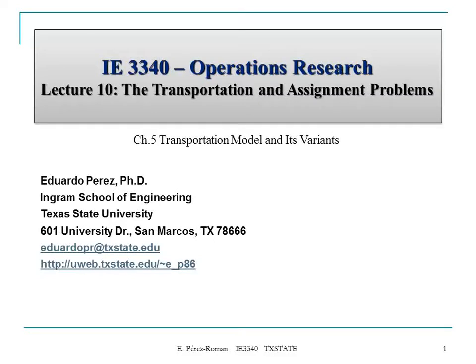Which is, again, more practical, more of an application type of topic. We're going to look at the transportation and the assignment problems. And this is material that is in part coming from your textbook, chapter 5.